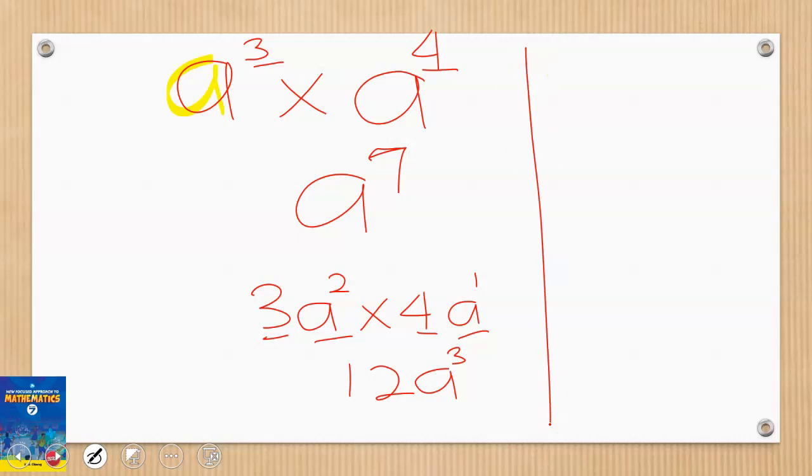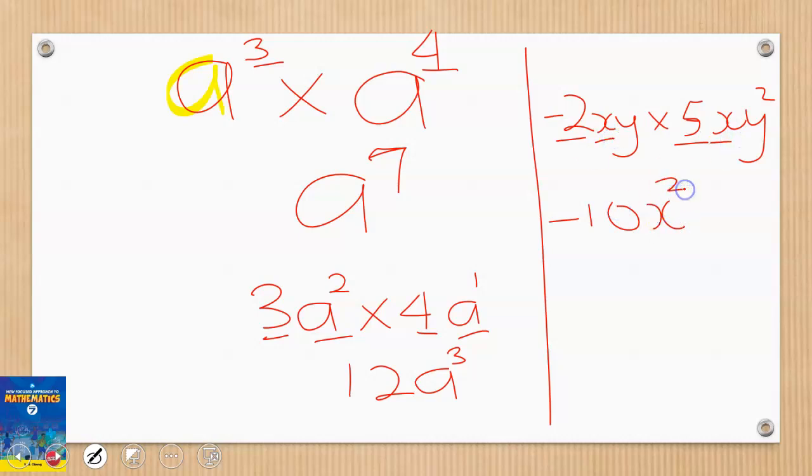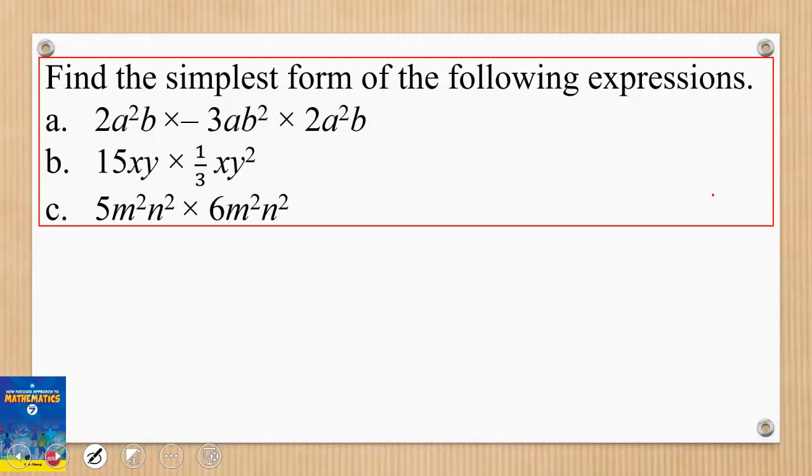Again, let me give you another instance. Maybe I have negative 2xy times, let's say, 5xy squared. In terms of multiplication, I'll multiply the coefficients, which will give me negative 10. Now x times x will give us x squared. y times y squared will give us y cubed. Okay, so that becomes the answer. So we're going to use this principle to solve a series of questions.